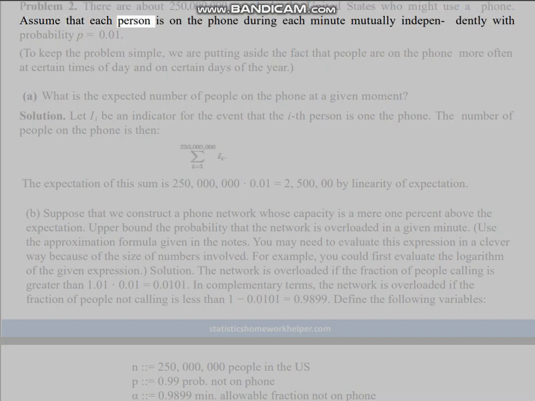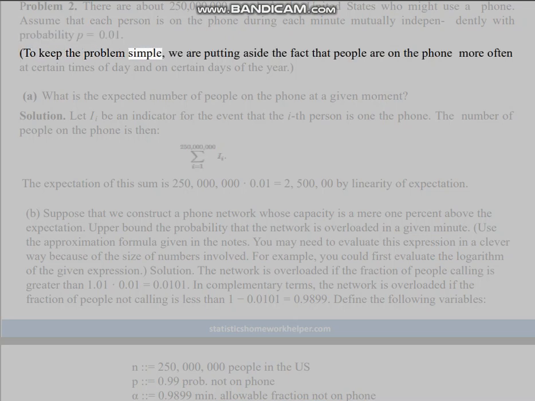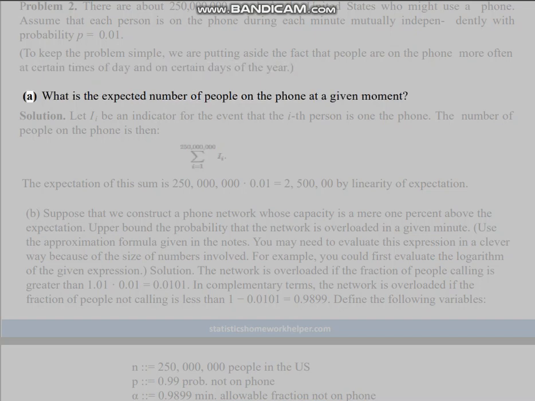Problem 2. There are about 250 million people in the United States who might use a phone. Assume that each person is on the phone during each minute mutually independently with probability p = 0.01. To keep the problem simple, we are putting aside the fact that people are on the phone more often at certain times of day and on certain days of the year. A. What is the expected number of people on the phone at a given moment?